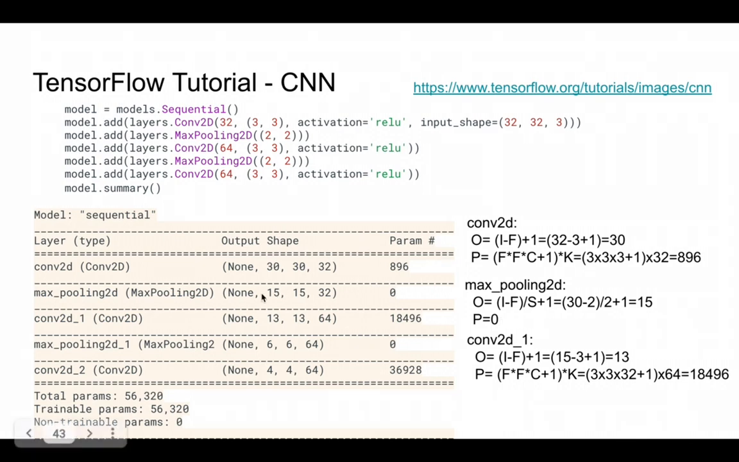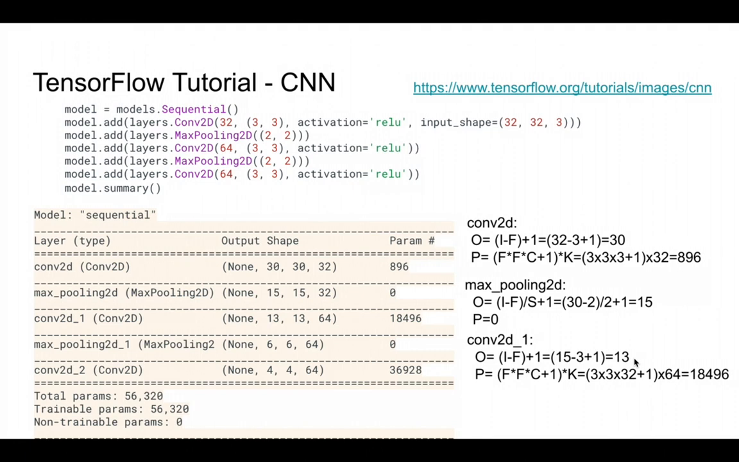Then we pass this 15 by 15 by 32 as input to the second convolution layer. In the second convolution layer, we have the activation function ReLU. The filter size is 3 by 3 with 64 kernels. Then we can calculate the expected output after the second convolution layer. I minus f plus 1, where I here is 15 and the filter size is 3. Therefore, we get the output size 13.